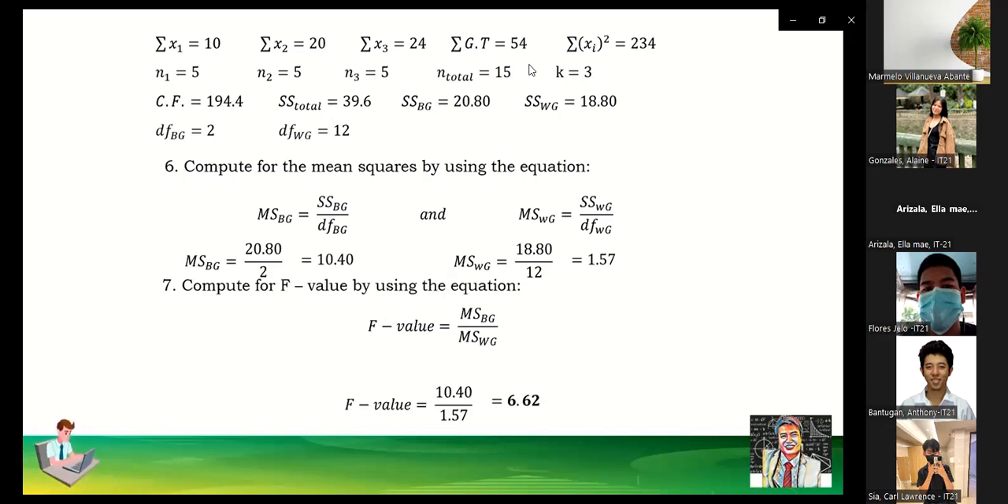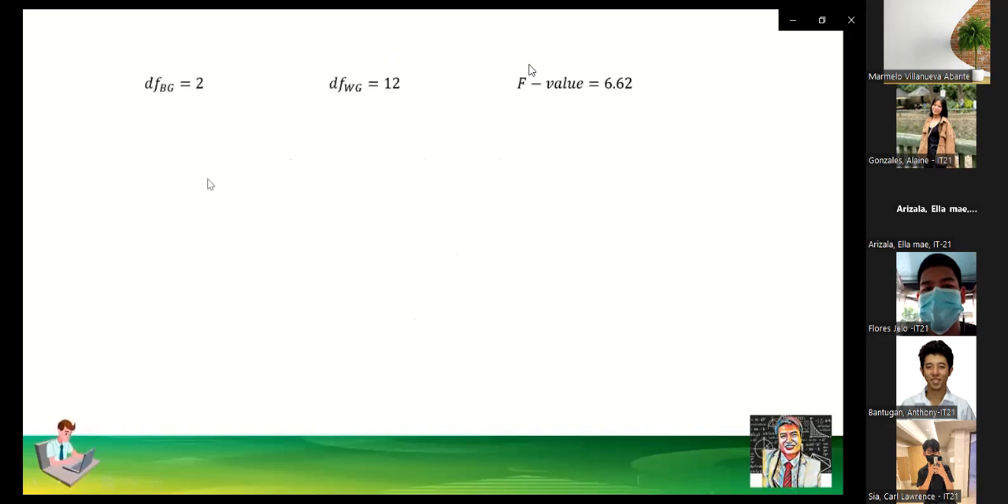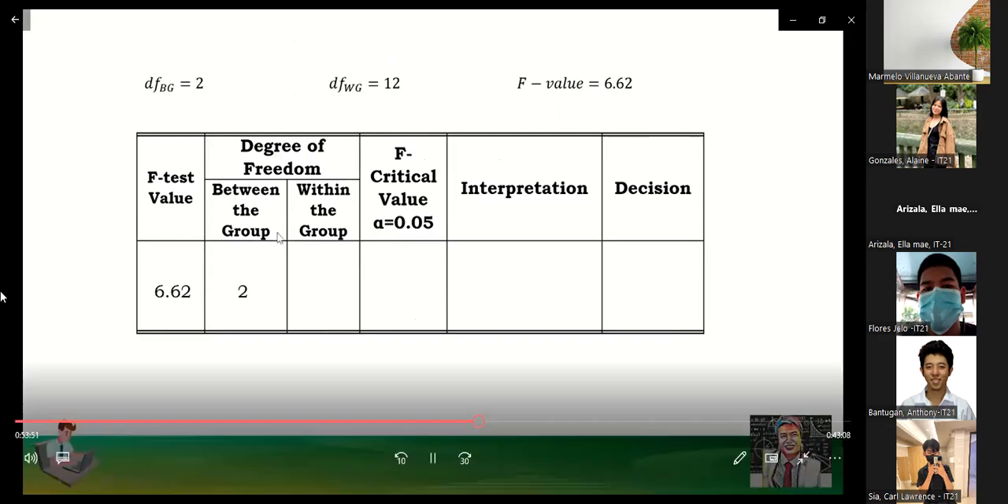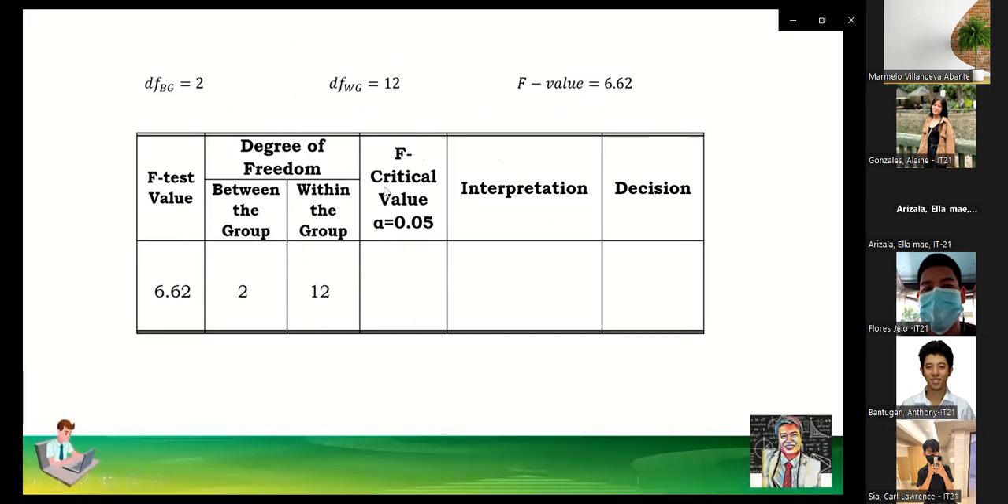Again, dun sa table, yung F critical value. Therefore, magko-compare ulit tayo dun. Kailangan natin ilagay yung 6.62 na yan sa table. DFBG, nakuha natin, which is K minus 1, which is 2. DFWG, that is N total minus K, which is 12. And then the computed F value. Ito lang yung tatlong kailangan natin. So, 6.62. Between the group, that is 2. Within the group, that is 12. Okay? Ang susunod na kukunin natin is F critical value at alpha 0.05.